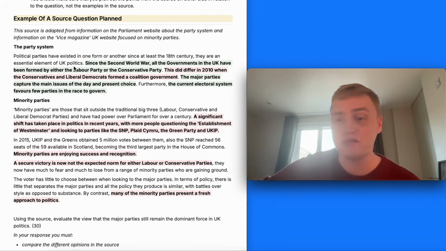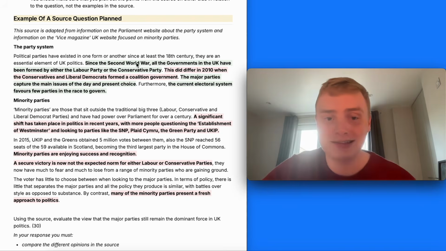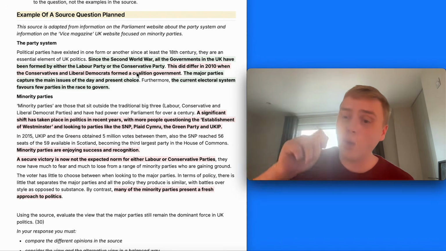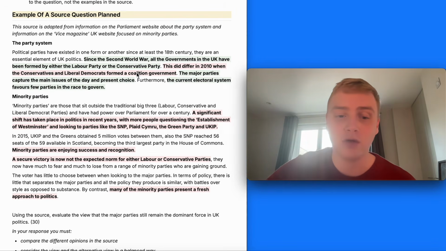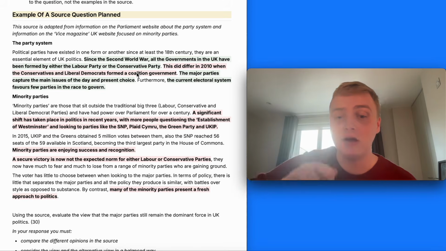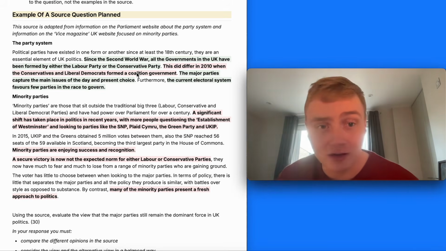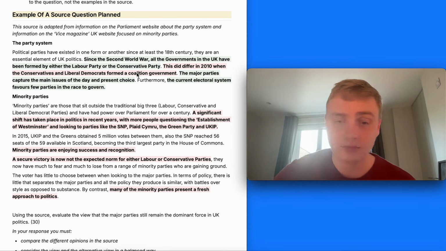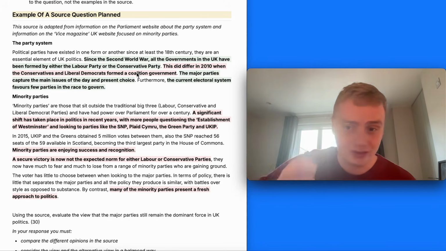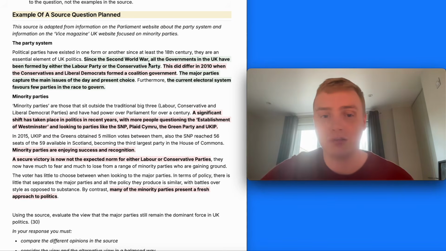So there, a bit of background information, that's not an argument on either side. Next sentence: since the Second World War, all governments in the UK have been formed by either the Labour Party or the Conservative Party. So that's quite a clear argument in favour of the fact that major parties remain the dominant force in UK politics, as there ultimately hasn't been a government without either of them. So we've highlighted that's one of our arguments, the major parties do remain the dominant force.